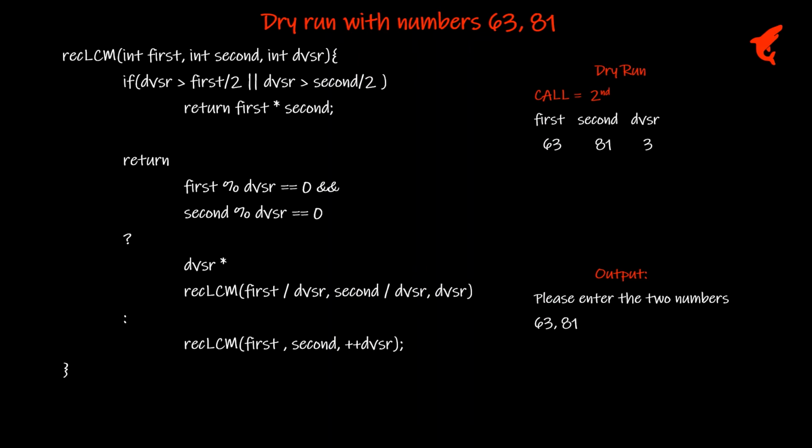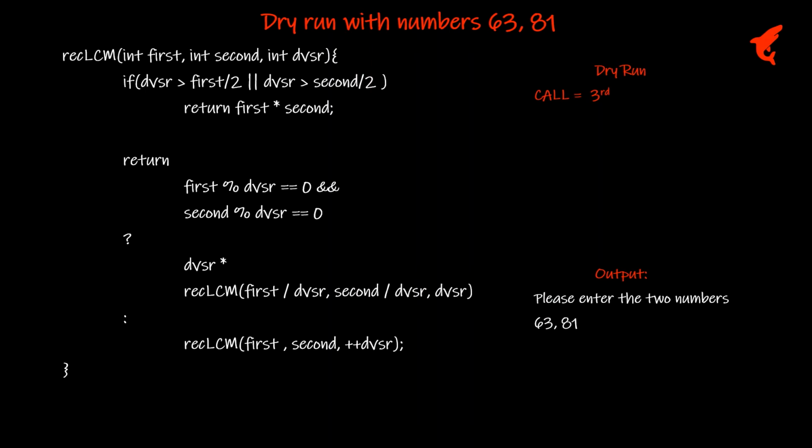Okay, and therefore the control goes to the second expression of the conditional expression operator, which is the one after the question mark but before the colon. In that there is a function call to rec LCM, and that is what is going to be called, right? Here the arguments will be first pair DVSR, means 63 by 3, second argument 81 by 3, and the same value of DVSR. So we are in the third call to rec LCM.